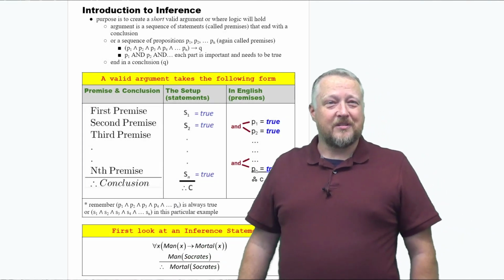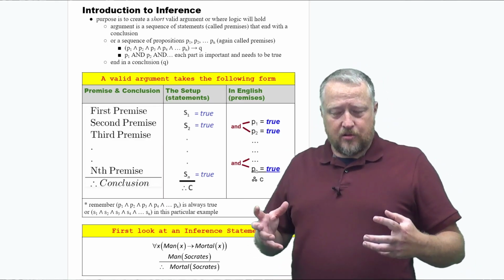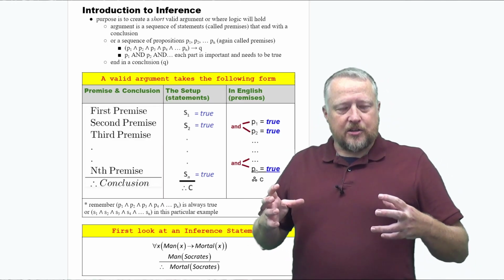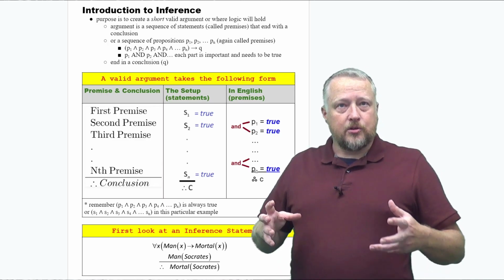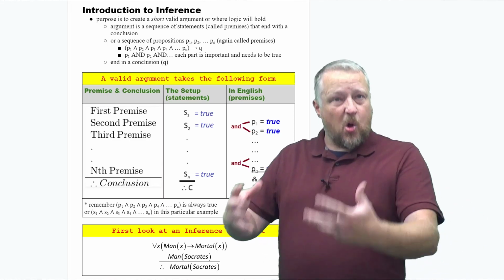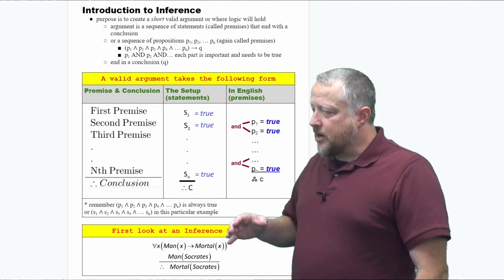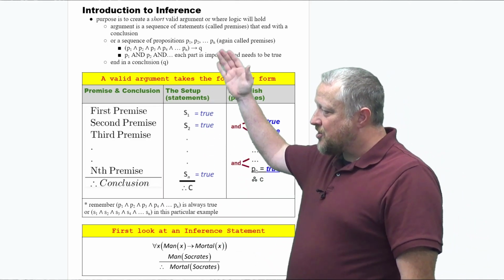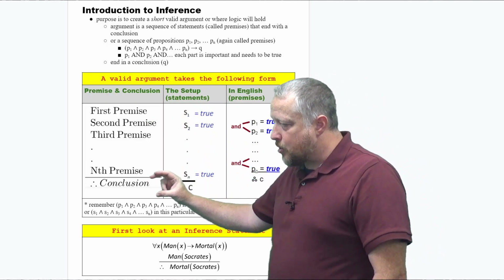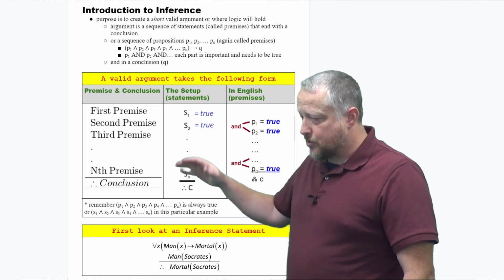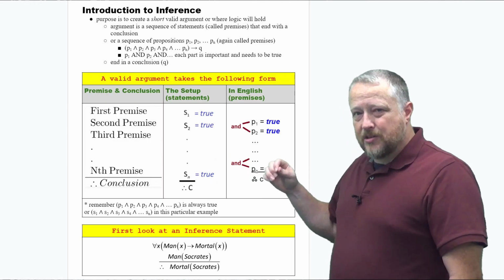Welcome to Inferences. What you're going to end up doing is creating a set of short, logical arguments to a logic that should hold because of all of the work that you've done. An argument is going to be a sequence of statements called premises, and that'll end with your conclusion at the very end. So it's actually literally written this way.